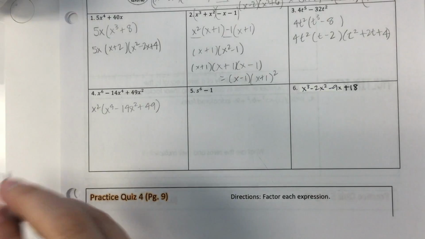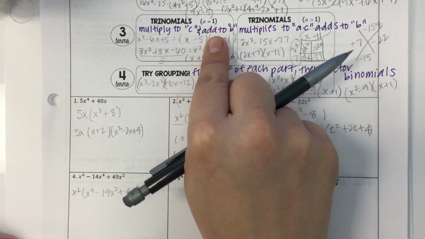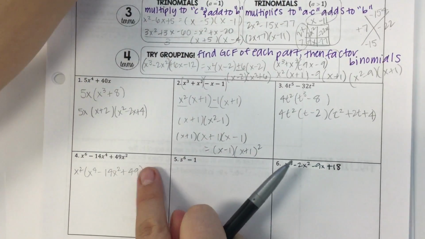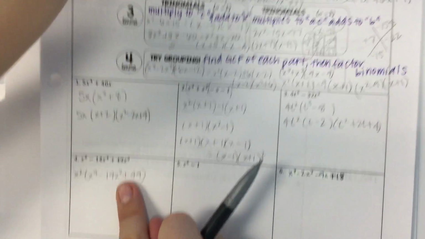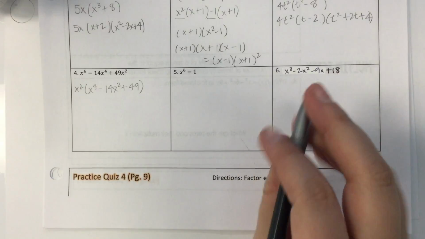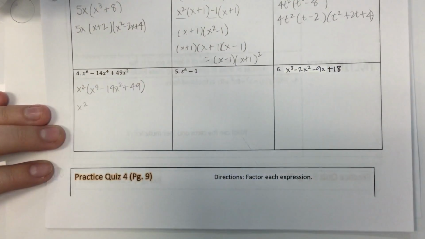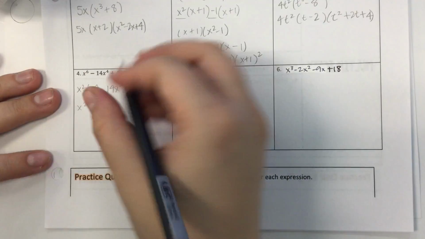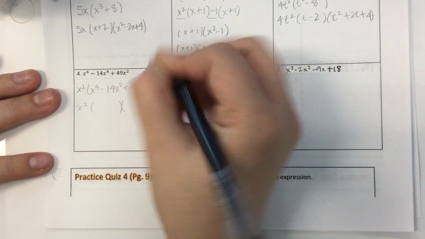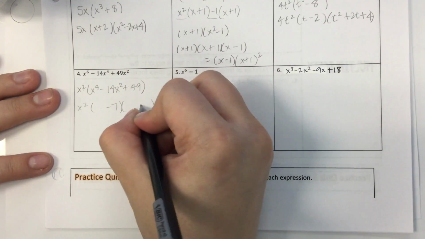All right. So this is a trinomial. We're going to multiply to c and add to b. What two numbers multiply to 49 and add to negative 14? Well, if you said negative 7 and negative 7, you would be correct. All right? So x squared, so we want negative 7 and negative 7.